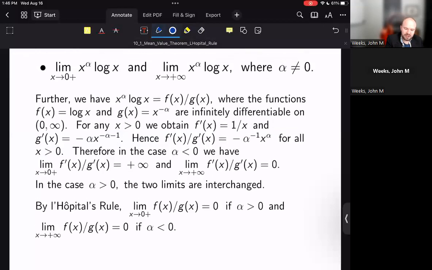In particular, by L'Hopital's rule, if x is going to 0 from the right, then this function is going towards 0 as alpha is greater than 0. And if x is going towards infinity and alpha is less than 0, then I also have that this quotient is equal to 0.